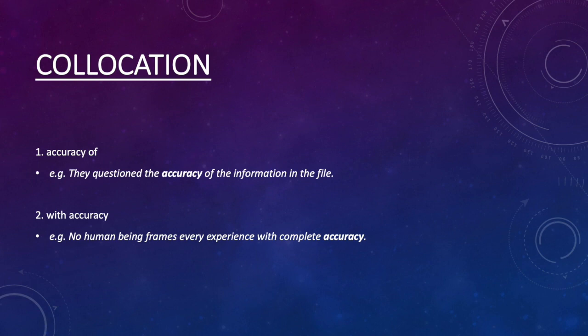Now, let's take a look at the collocations of the word accuracy. First one would be the accuracy of. We would usually add the word of after the word accuracy because we are describing the accuracy of something, like the information in the file in this example. Secondly, we would add the word with in front of accuracy when describing something.